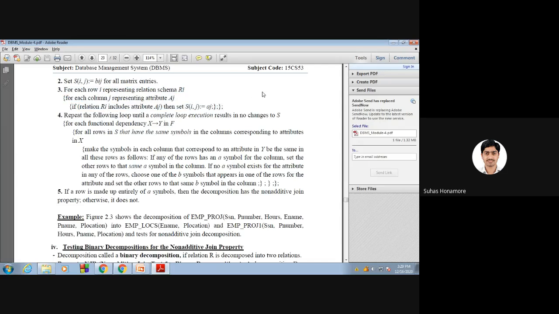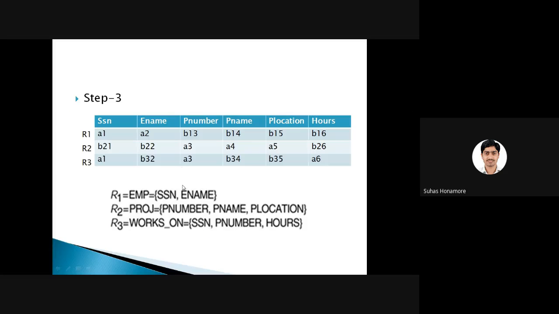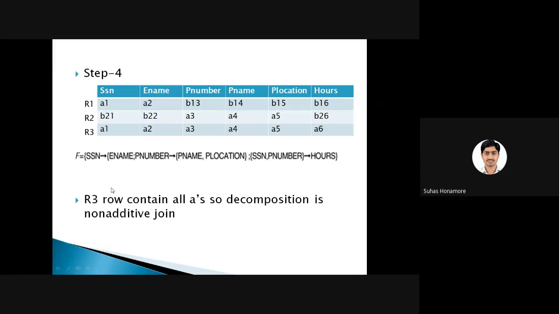Now what we have to do is take the functional dependencies one by one. For each functional dependency X to Y, we have to check how many rows have the same values of X. So if we take the first functional dependency, SSN producing E name, that is SSN to E name, these two attributes.